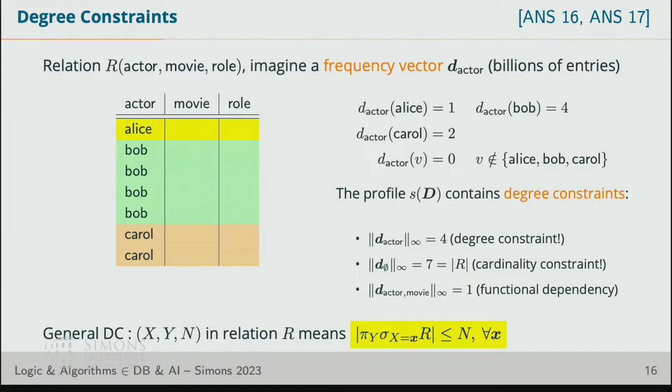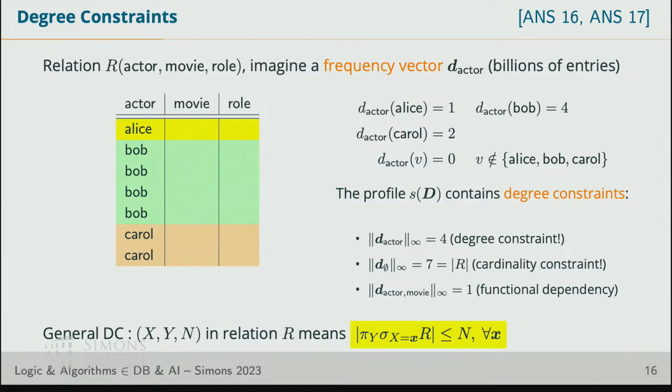Now, in general, instead of just actor, you could have, for example, a vector on actor and movie together. In this case, for every combination of actor and movie, how many rows of this table does this actor and movie belong to? So this is a different degree constraint. And if this infinity norm is 1, then in databases this is called a functional dependency. This says that for every actor and movie, I know that there's only 1 row, so this is a functional dependency.